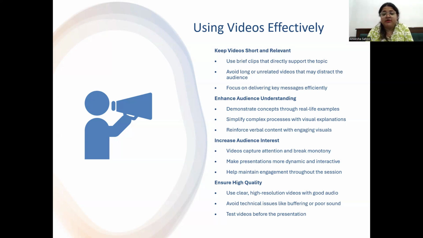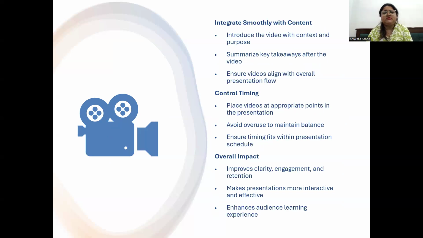So always remember to use clear, high resolution videos with good audio quality. Avoid technical issues like buffering or poor sound quality. Test videos before your presentation begins. Test as many times as you want before your presentation. So always run a background check before your presentation.